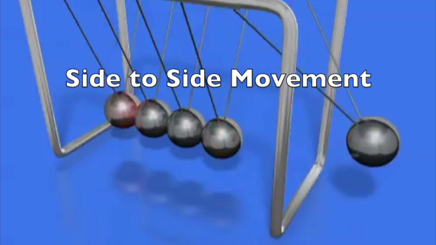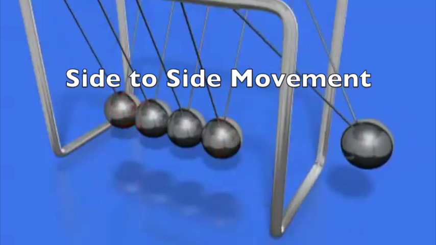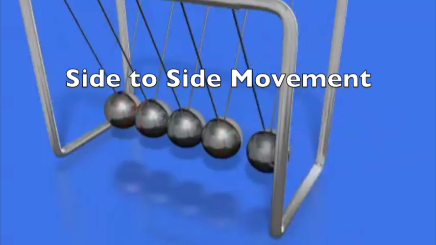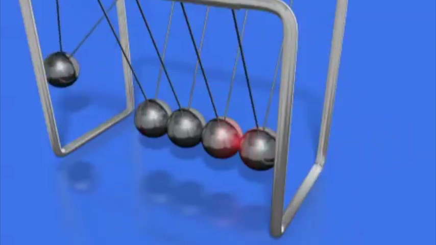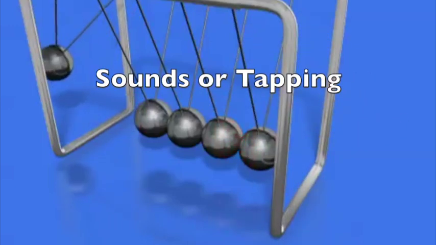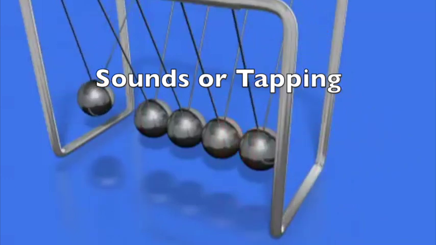These kinetic balls demonstrate visual bilateral stimulation. Other forms of bilateral stimulation include sounds or tapping that moves from one side to the other.